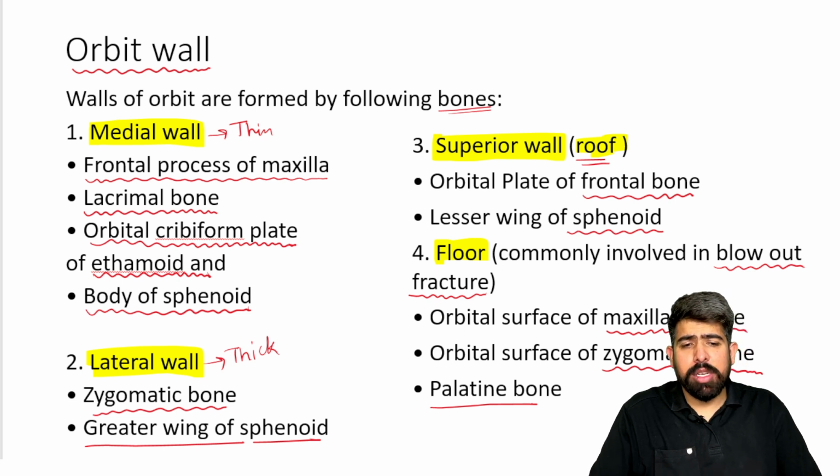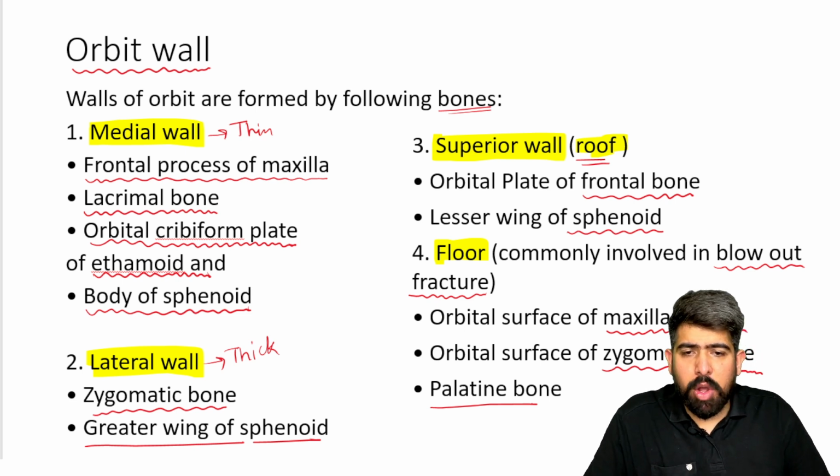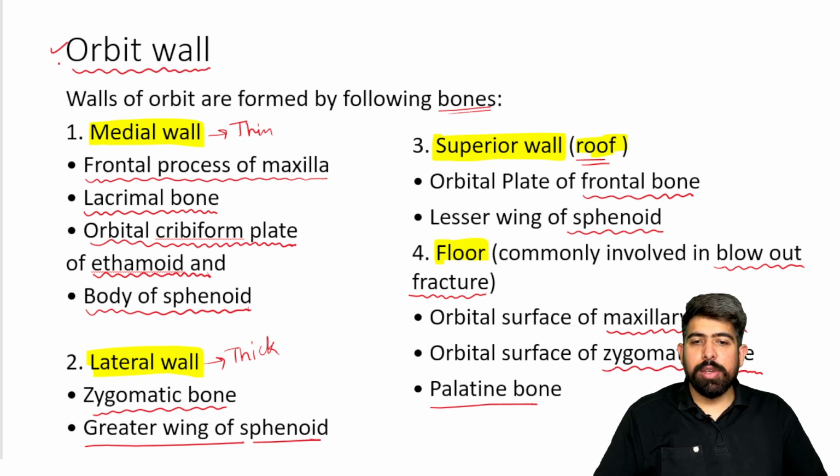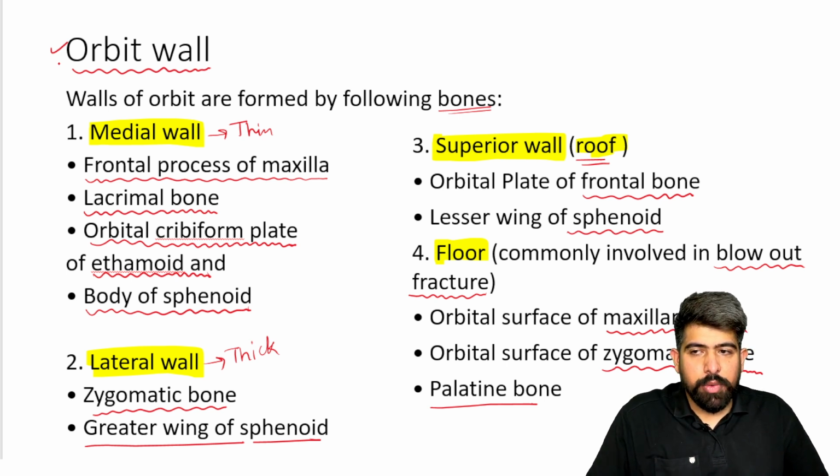I hope you understand all of this. Just tell me in the chat box once. Is it clear to you about all the orbit walls? All the important MCQs and all the bones I covered here, right? I hope it's quite easy to understand for you.